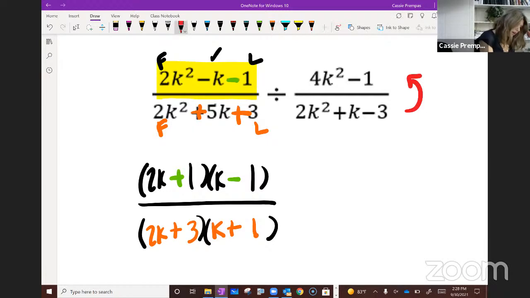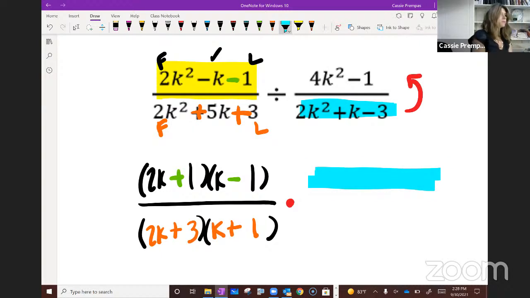Now the second one, I have to multiply by the reciprocal. So I'm going to go ahead and flip it and factor it in the same step. You can flip it then factor it. You could do it in either order. You could factor it, then flip it, or you could flip it, then factor it. You just have to do both. So I'm going to do it in one step. I'm going to flip it, but I'm going to factor as I go.